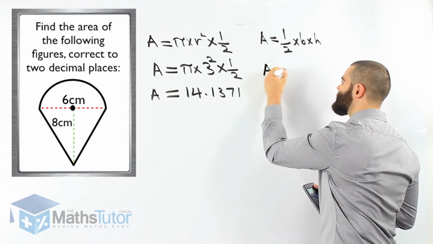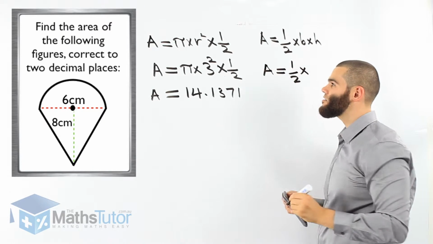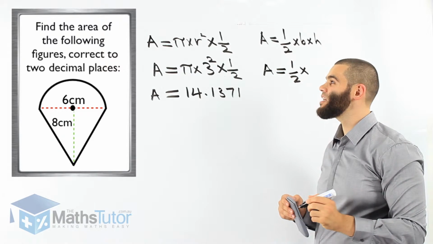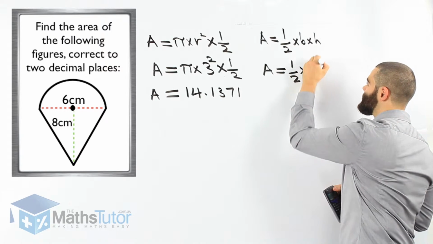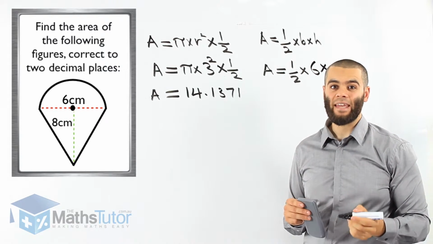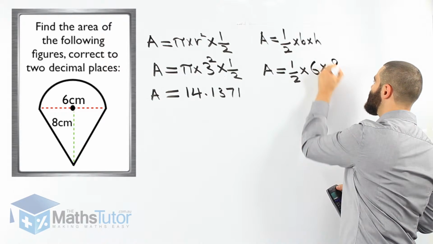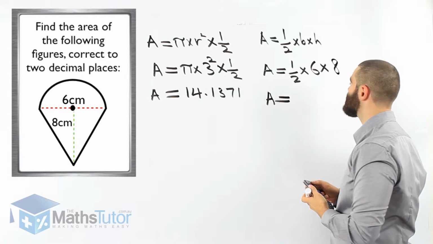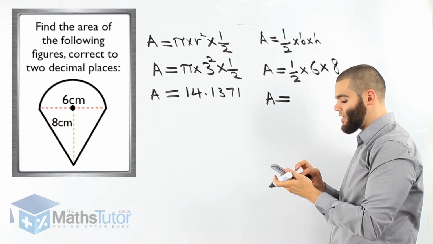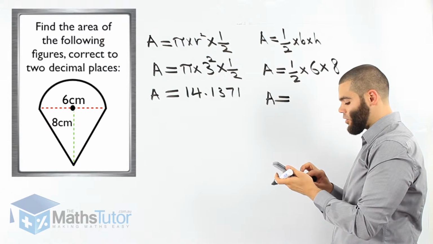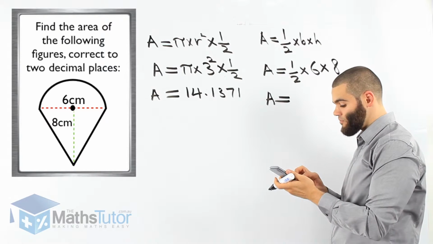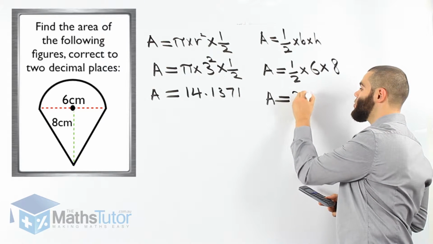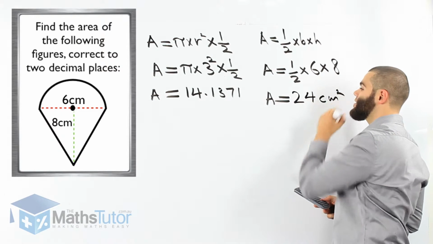Let's work it out. Half times the base of the triangle. We can see that the triangle is actually upside down. So the base, in fact, is 6, and the height is 8. We can work it out. You can grab your calculator. Half times 6 times 8. 6 times 8 is, of course, 48. Half of 48 is 24. Just in case you would like to check through your calculator, half times 6 times 8, 24 square centimeters.